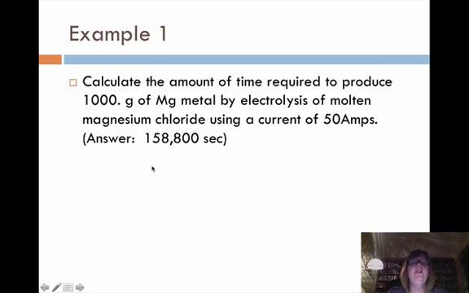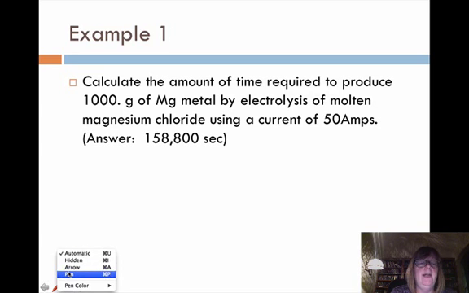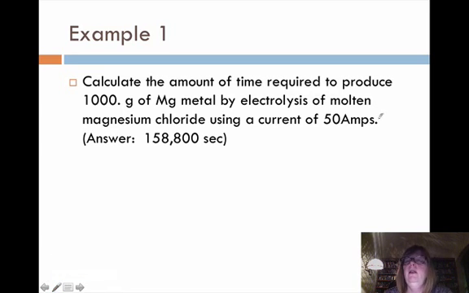All right, now we're going to do some problems, and these are basically dimensional analysis problems, and they're really easy. You just need to use your units to help you cancel things out. So let's calculate the amount of time required to produce 1,000 grams of magnesium metal by the electrolysis of molten magnesium chloride using a current of 50 amps. Oh yes, when I see amps, I'm going to say that it is a coulomb per second. There we go.